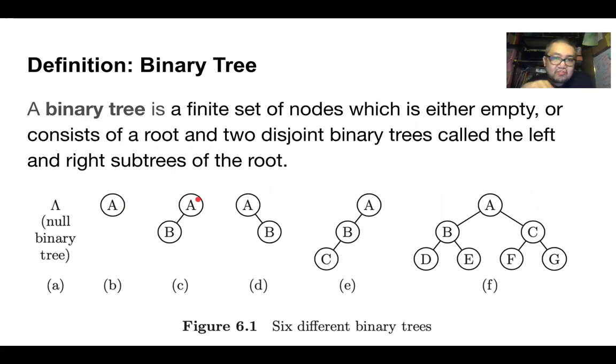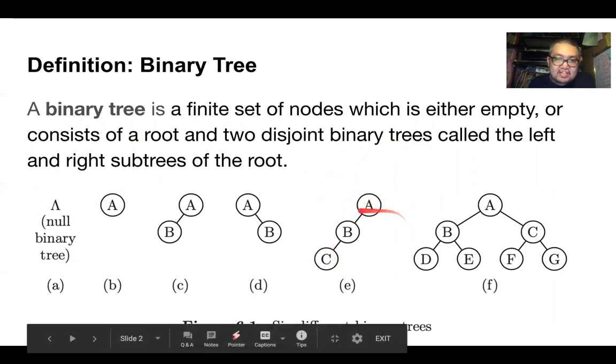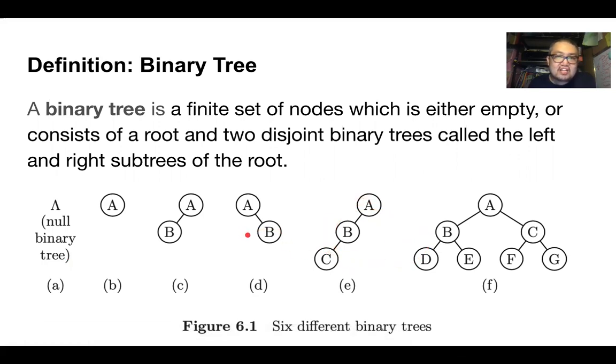I want to emphasize that the definition itself is recursive. Why? Because we are defining a binary tree, and in the definition of the binary tree, we are also using the same term, binary tree. So essentially, we have a root, and we have two binary trees. We have two subtrees, which are the left and the right subtrees.